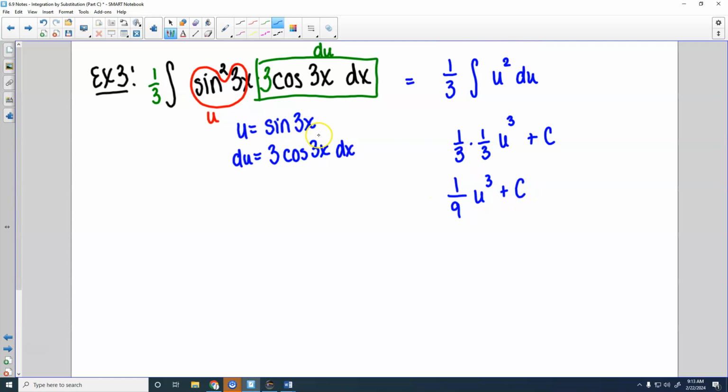And u is sine of 3x. So we'll do 1/9 sine of 3x cubed plus c. And they will probably write it this way. They'll probably put that cube right there for your sine of 3x plus c.